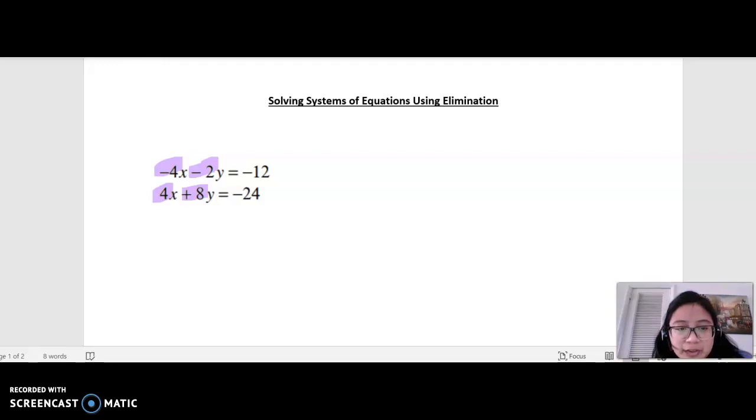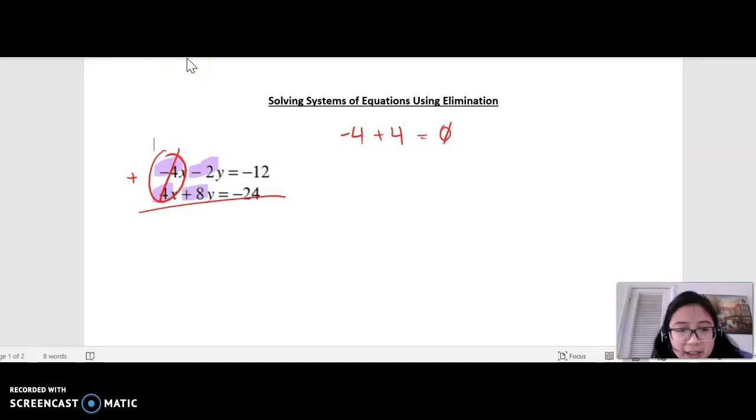So negative 2 and positive 8 won't work because they're not inverses. But notice how we have a negative 4 and a positive 4. If you were to add them together, you would get a 0. So in this case, x is the one I need to eliminate. So now I'm going to go ahead and combine the rest of the problem.